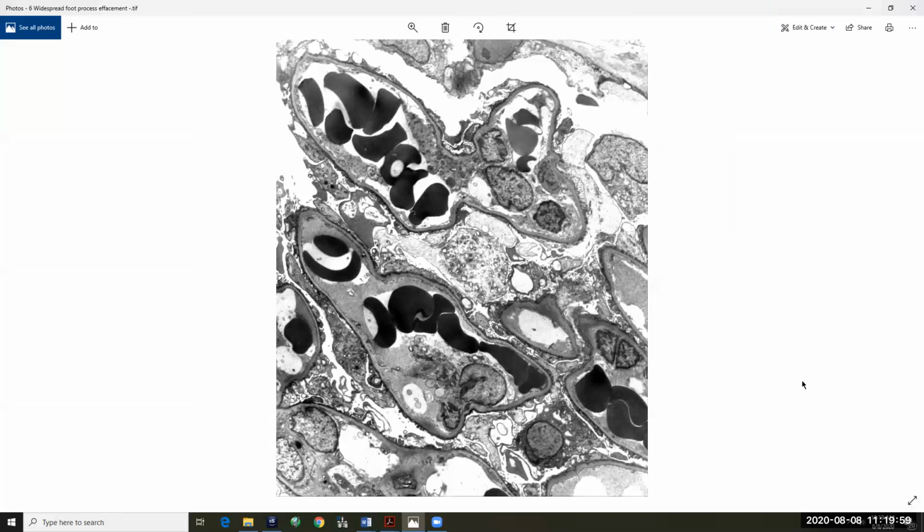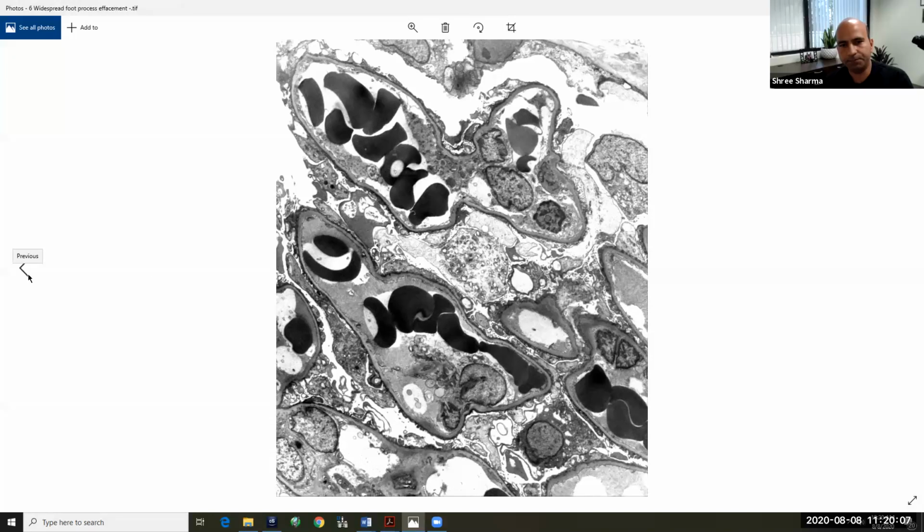Is this abnormal-looking, like this one? Nice, like too nice? No, normal foot processes will be standing. So if you don't see standing foot processes, that is abnormal. This is a low power image of EM, and you can see multiple glomerular loops, and I just cannot see them. See, all of them are flattened. This is effacement, okay? This is effacement of the podocytes.